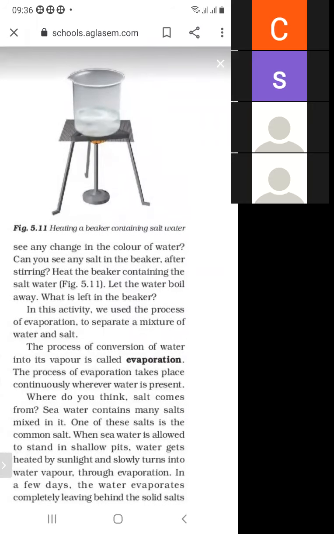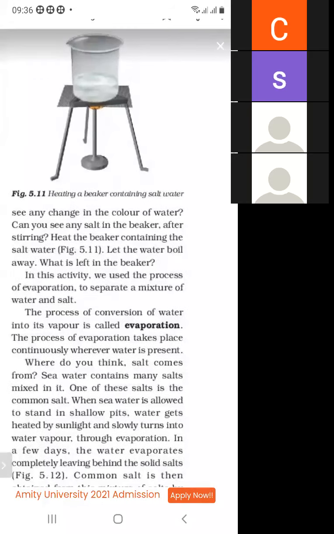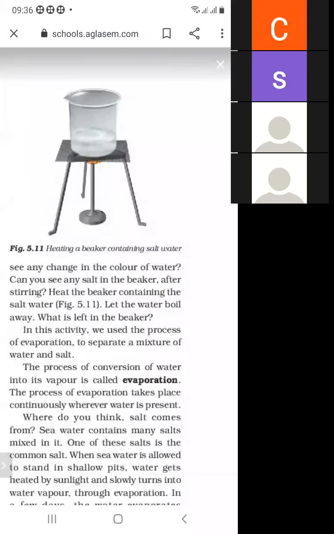Salt. As we know, water evaporates and salt is left in the beaker. So when we heat the water, the water evaporates and what remains in the beaker? Salt. And this process is called evaporation. So what do we mean by evaporation? The process of conversion of water into vapor is called evaporation.